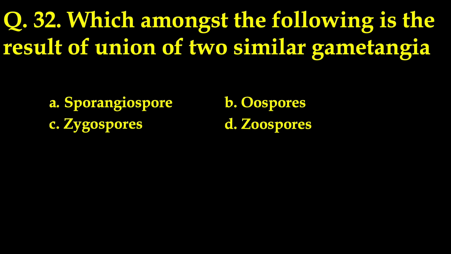Which amongst the following is the result of union of 2 similar gametangia? There were 4 options: sporangiospore, oospores, zygospore and zoospores. The correct answer was zygospores.